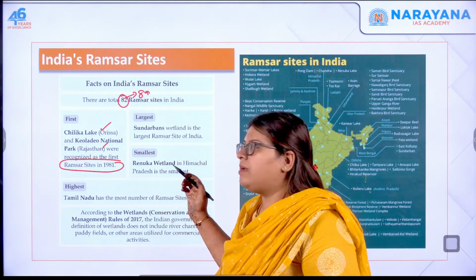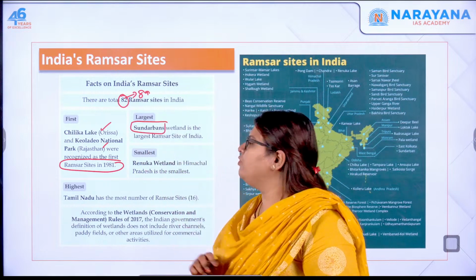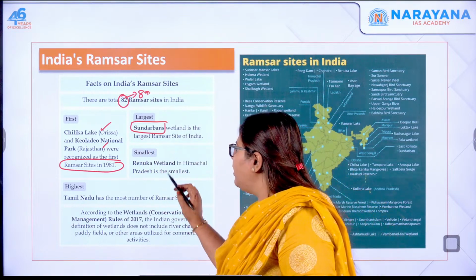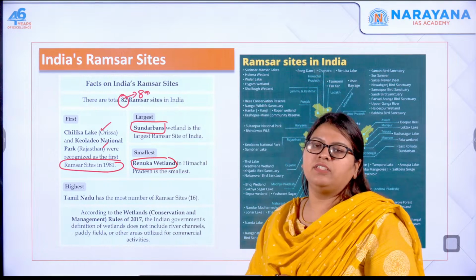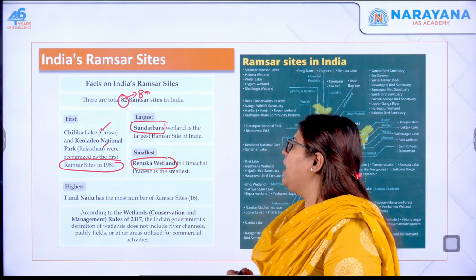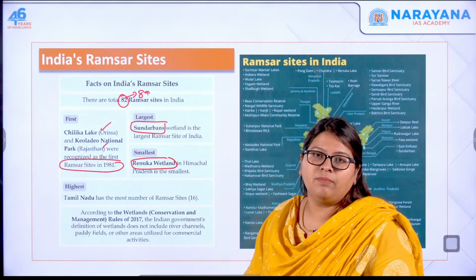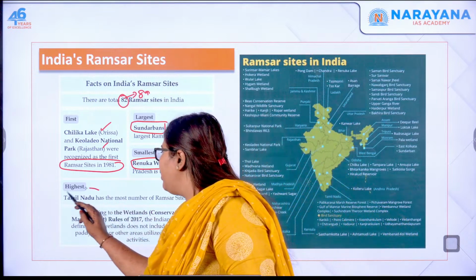Next, you have to know the largest. Which is the largest Ramsar site or wetland? That is the Sundarbans. And the smallest is the Renuka wetland, which is located in Himachal Pradesh. And which is the state which has the highest number of Ramsar sites? It is Tamil Nadu.